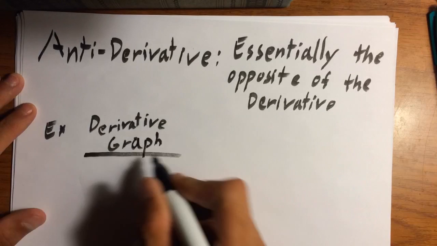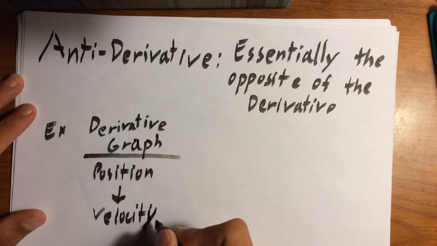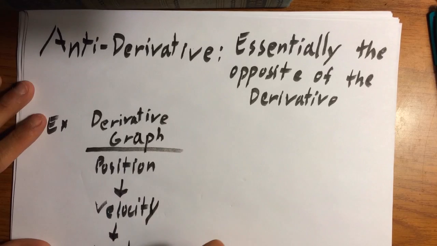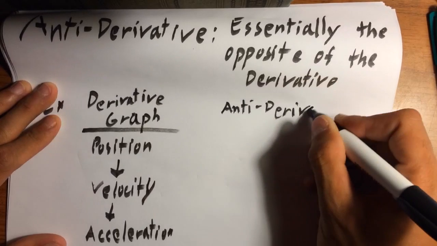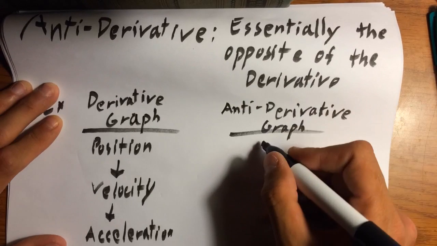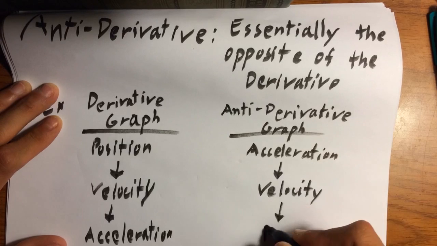For example, a derivative graph would go position graph to velocity graph to acceleration graph. Sorry, the camera's cutting off a little bit. An antiderivative goes backwards almost. So you go from acceleration to velocity to position.